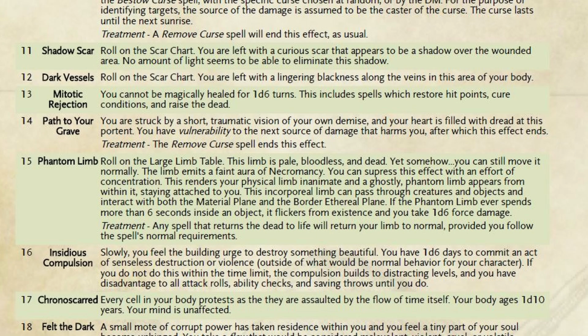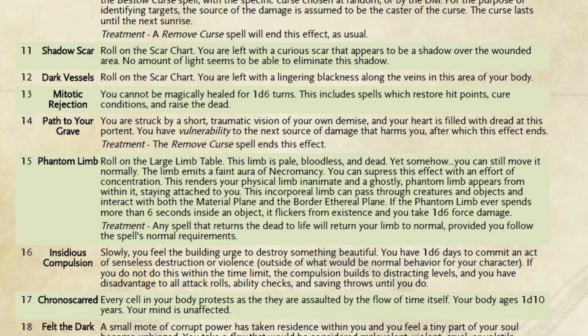So roll on the large limb table. The limb is pale, bloodless, and dead, yet somehow you can still move it normally. The limb emits a faint aura of necromancy. You can suppress this effect with an effort of concentration. This renders your physical limb inanimate, and a ghostly phantom limb appears within it, staying attached to you. This incorporeal limb can pass through creatures and objects, and interact with both the material and the border ethereal plane. If the phantom limb ever spends more than 6 seconds inside an object, it flickers from existence and you take 1d6 force damage. Treatment: any spell that returns the dead to life will return your limb to normal, provided you follow the spell's normal requirements.